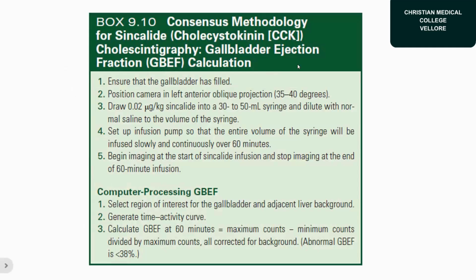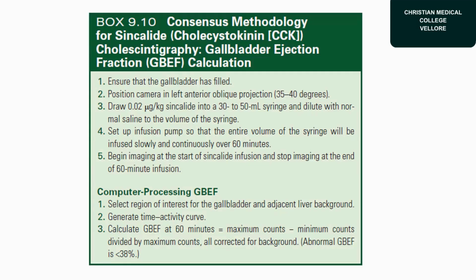So just a review of the procedure. First, you'd ensure the gallbladder is filled. Then you position the camera in the left anterior oblique projection. They say that it can differentiate if you have a confusion between gallbladder activity and the rest of the biliary system, so they prefer you to do it in a left anterior oblique projection. And then you would give the Synclinide infusion at the dose of 0.02 microgram per kg over 30 to 60 minutes.